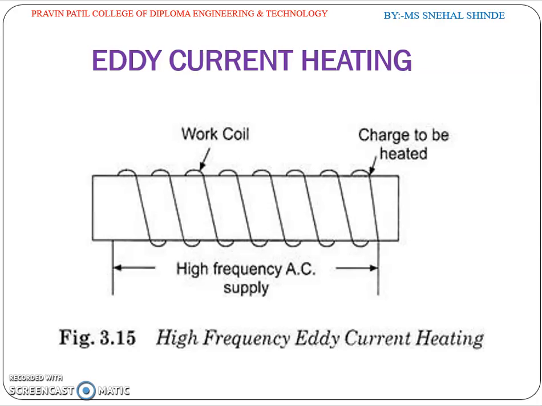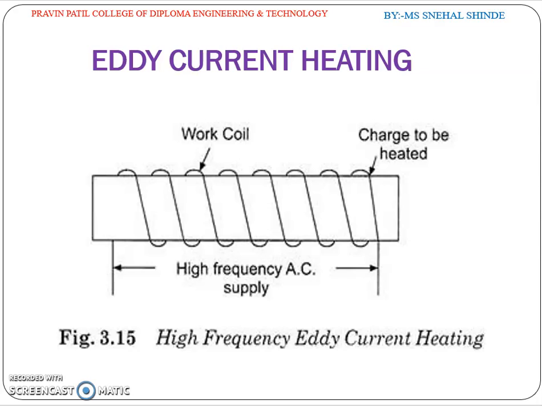This eddy current loss WE is equal to K into B square into F square into volume. So WE is proportional to B square, and also WE is proportional to F square. So the eddy current principle is used in heating a conducting substance.